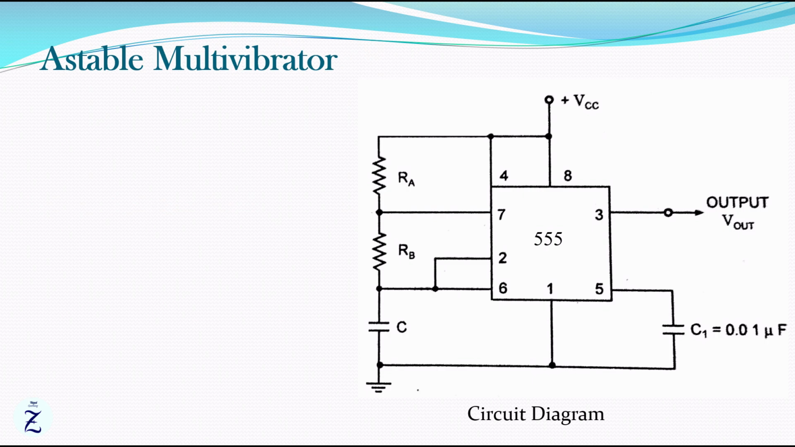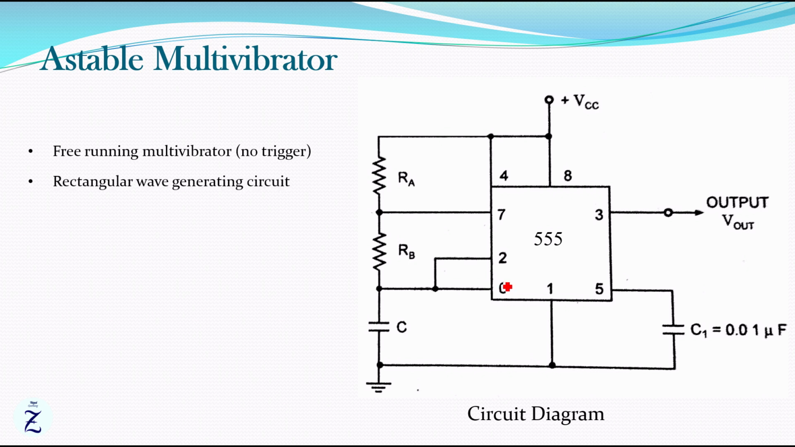An astable multivibrator, or free-running multivibrator, is a rectangular wave generating circuit. We call it a free-running multivibrator because this circuit does not require any external trigger to change the state of the output. An astable multivibrator can be produced by adding two resistors and a capacitor to the basic timer IC, as shown here.